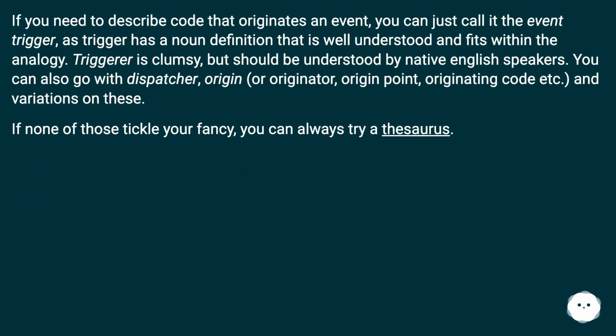If you need to describe code that originates an event, you can just call it the event trigger, as trigger has a noun definition that is well understood and fits within the analogy. Triggerer is clumsy, but should be understood by native English speakers. You can also go with dispatcher, origin or originator, origin point, originating code etc., and variations on these. If none of those tickle your fancy, you can always try a thesaurus.